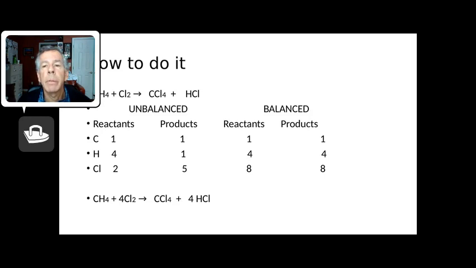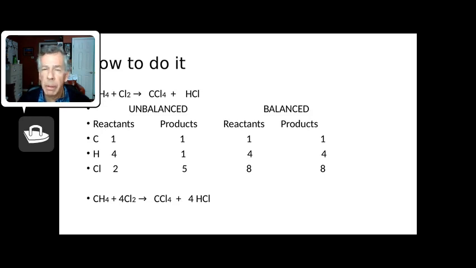You have 8 chlorines on this side here, but you only have 2 there, so you have to put a 4 in front of this chlorine to make this 8 as well. So the balanced equation looks like methane plus 4 chlorine gas molecules equals carbon tetrachloride plus 4 molecules of hydrochloric acid, HCl.